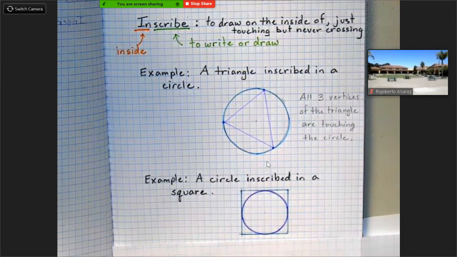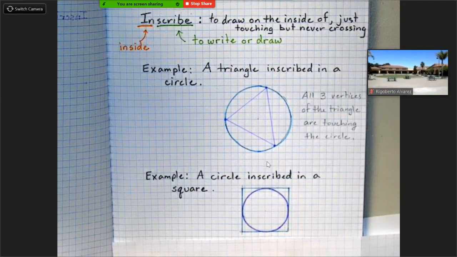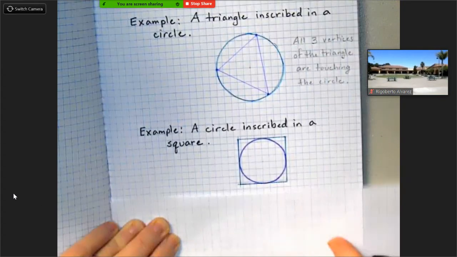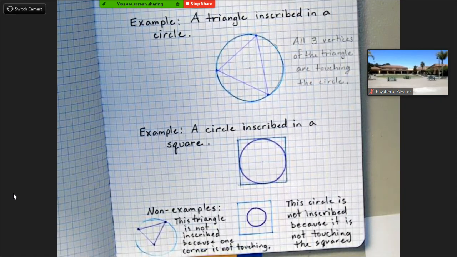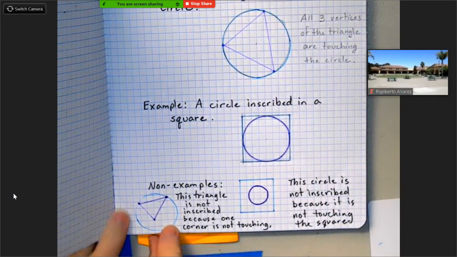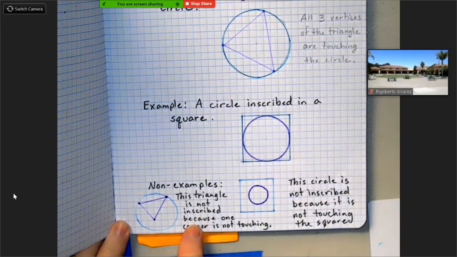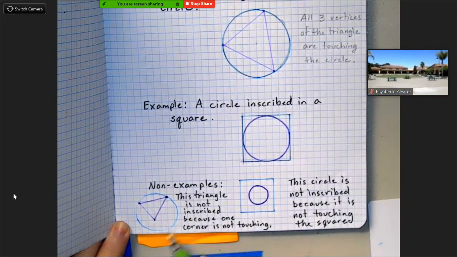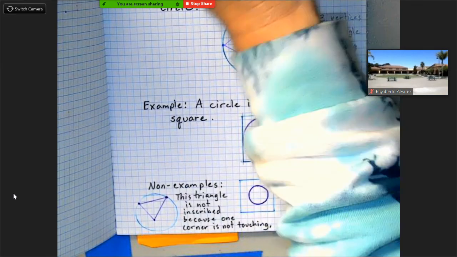Okay, so sometimes people think that any object inside another object is inscribed. So I want to give you some examples that don't work. So here are some non-examples down at the bottom of the page. This triangle is not inscribed because one corner, or vertex, is not touching. So it started out pretty good, but then this corner is not touching the circle. So this is not inscribed.